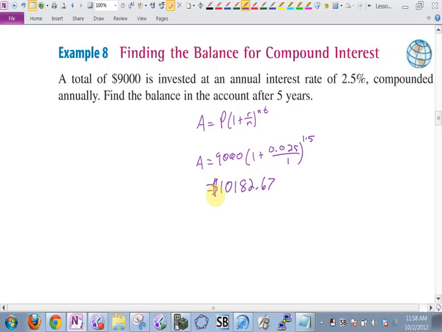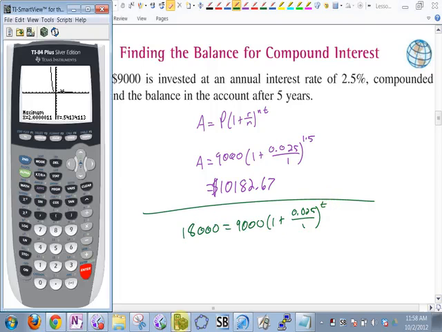What if I said I want to know how much time this investment will take to double? So we can plug 18,000 in for A, 9,000, 1 plus 0.025 over 1 to the T, and we've got to solve for T. If you want to do this by hand, you have to use logarithms, which we're not ready for. But here's something I want to show you today on the calculator.